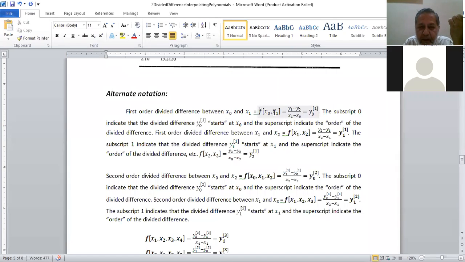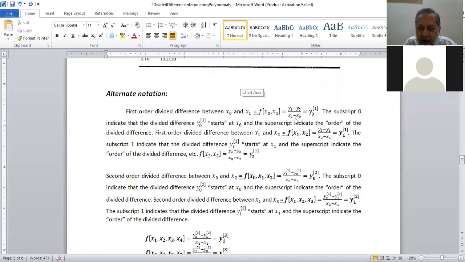So this is first order divided difference because line is the first degree polynomial. We read it as first order divided difference between x1 and x0 and x1, which I and some other literature prefer to use this notation, which shows superscript as the order of the divided difference, and subscript shows at what point we are starting.